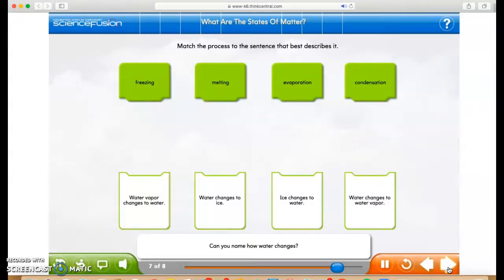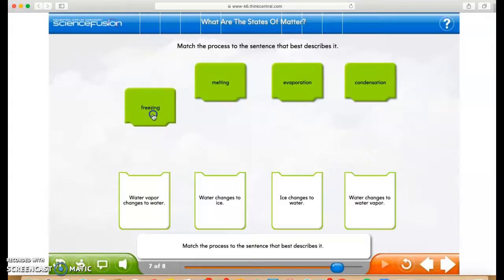Can you name how water changes? Match the process to the sentence that best describes it. Okay, just like freezing and melting are opposites, evaporation and condensation are opposites. The only difference is freezing and melting have to do with the change between liquids and solids. Evaporation and condensation have to do with the change between liquids and gases. See the difference?